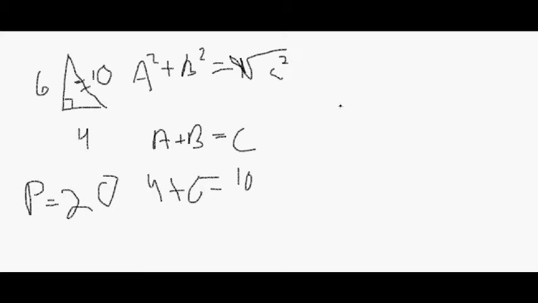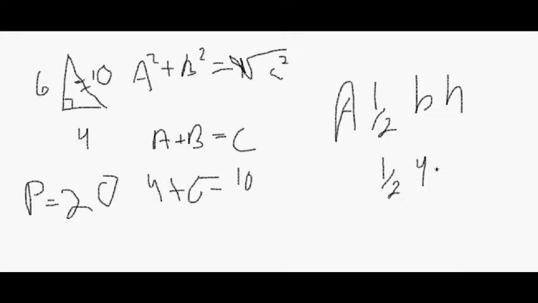Alright, so the area for this triangle is A equals 1/2 times base times height. The base here is 4 and the height is 6. So we have 1/2 times 4 times 6 is 20. Now 1/2 times 20 is 10. So the area for this right triangle is 10. Next is number 40.